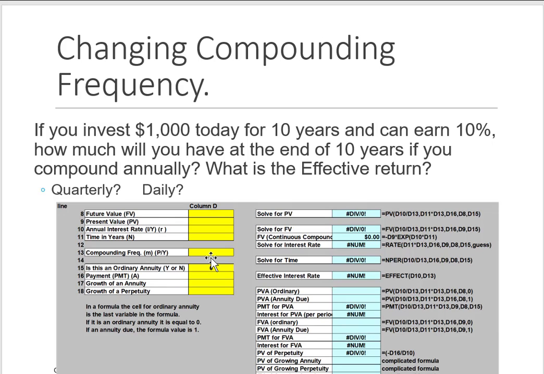That will then calculate the interest rate per period. There's 4 periods in a year. So 10 divided by 4 is 2.5%. And then it also would calculate the total number of periods. 4 per year for 10 years, that's 40 periods. Now it's going to calculate the end value.